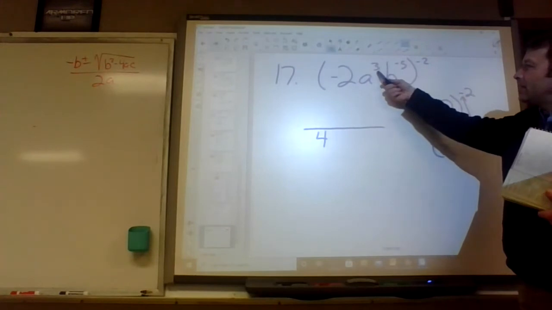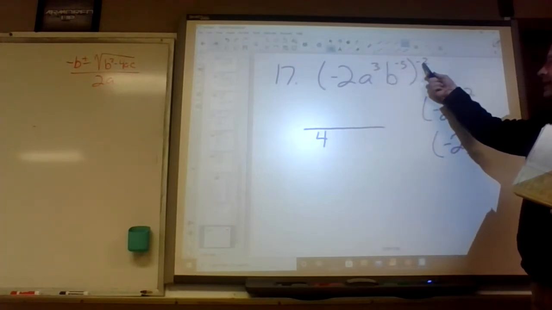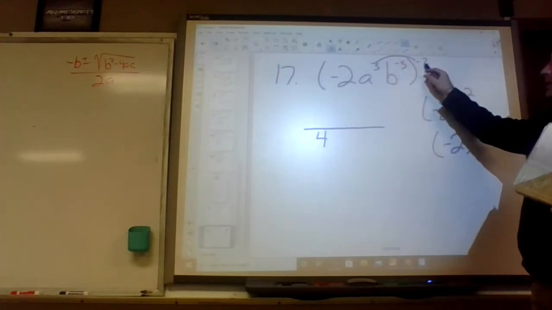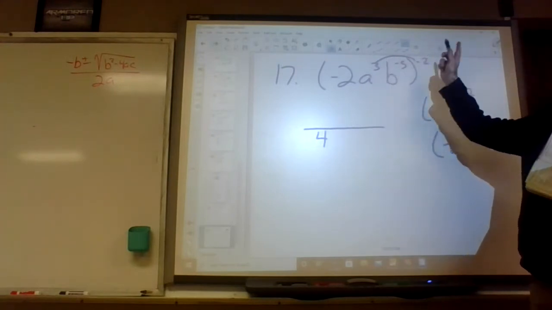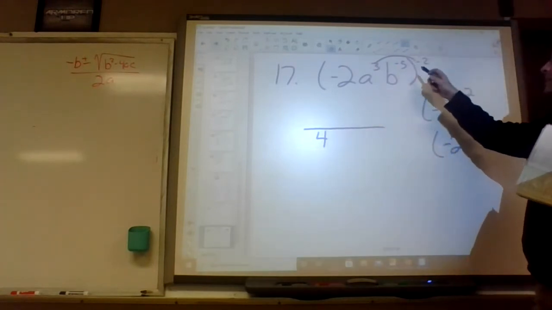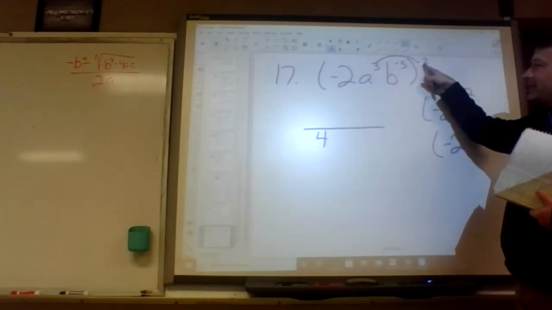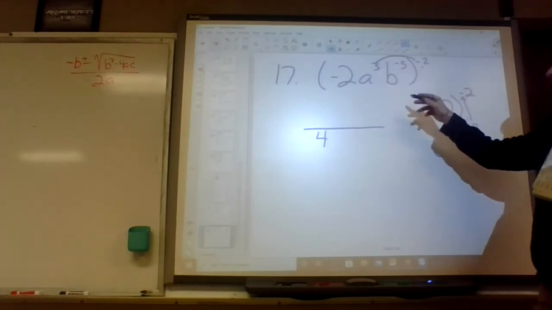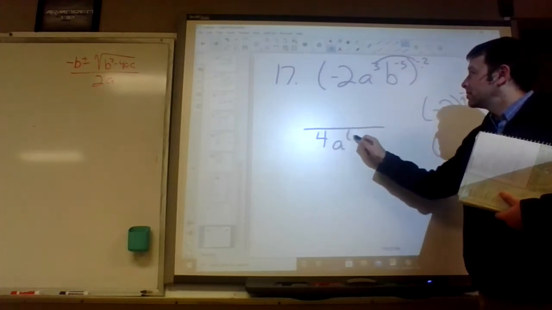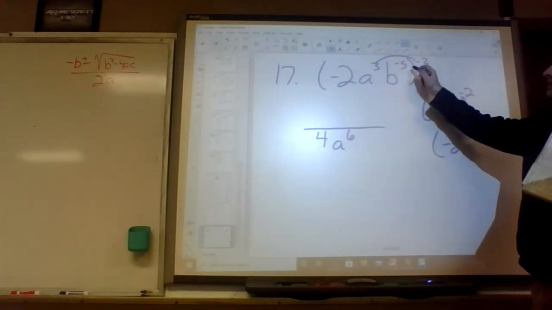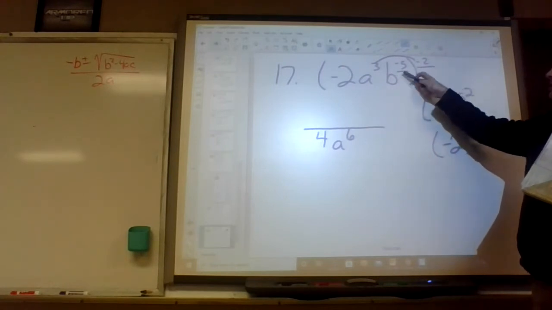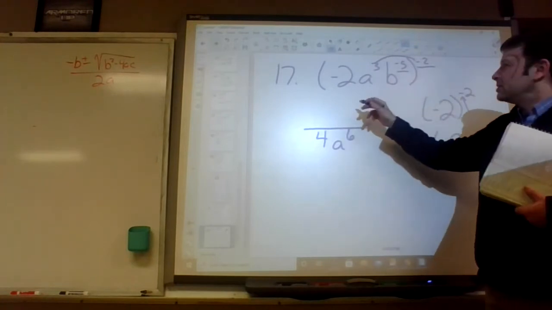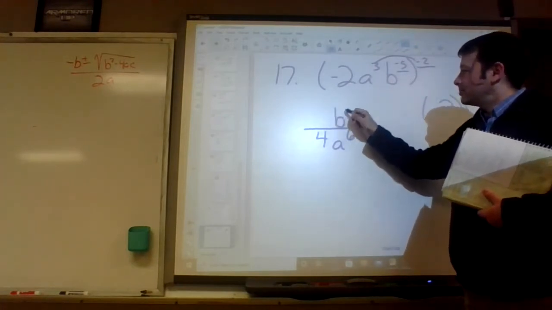Okay, a to the 3rd to the negative 2nd would be what? A to the negative 6, right? 3 times negative 2. So what do I do with the a to the 6th? Put it on the bottom. And then what do I have with the b's? You gotta multiply. 10, which is positive 10, right? So it's staying up top.